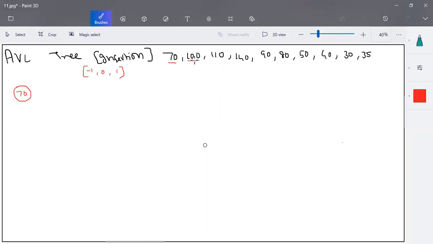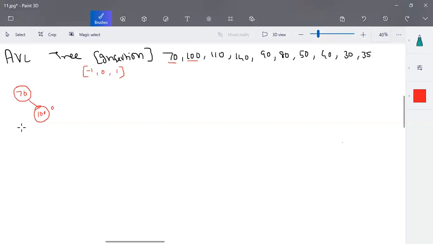Now, when you want to insert the second node, 100, check the value of 100 with the root node. The root node value is 70, and 100 is greater than 70, so you have to insert it as the right child of 70. Now verify the balance factor. For 100, there is no left or right subtree, so the balance factor is 0. For 70, there is no left subtree and the height of the right subtree is 1, so it is 0 minus 1, the balance factor is -1. Since it lies between -1 and 1, the tree is balanced, so we don't need any rotation here.